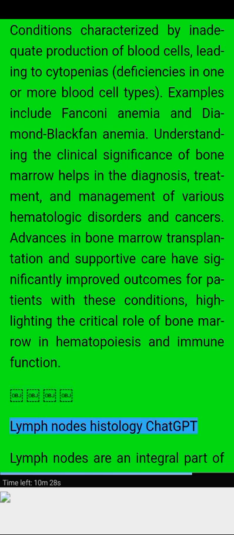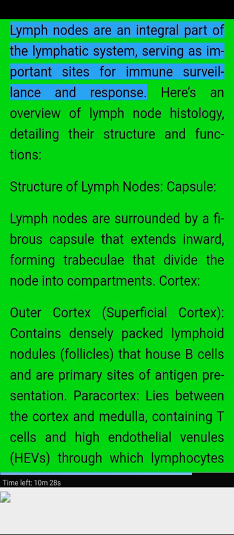Lymph nodes histology. Lymph nodes are an integral part of the lymphatic system, serving as important sites for immune surveillance and response. Here's an overview of lymph node histology, detailing their structure and functions. Structure of lymph nodes. Capsule. Lymph nodes are surrounded by a fibrous capsule that extends inward, forming trabeculae that divide the node into compartments.